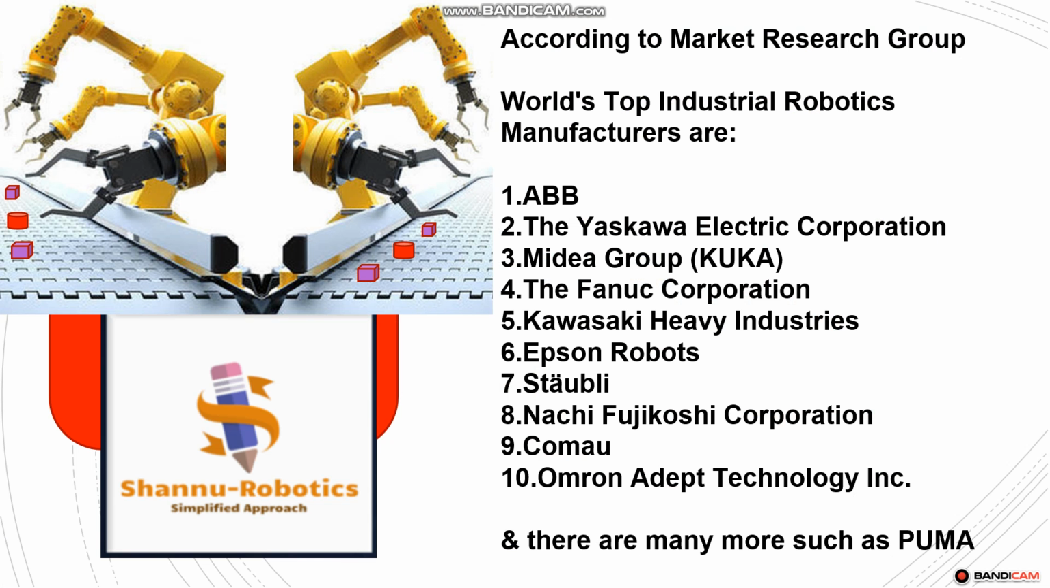According to a market research group, the world's top industrial robotic manufacturers are as given below. These are some of the companies, but locally there are several companies available which can develop robots based on your industrial or personal applications. We are talking about robotic arms in these videos. We are not talking about humanoid robots as of now.